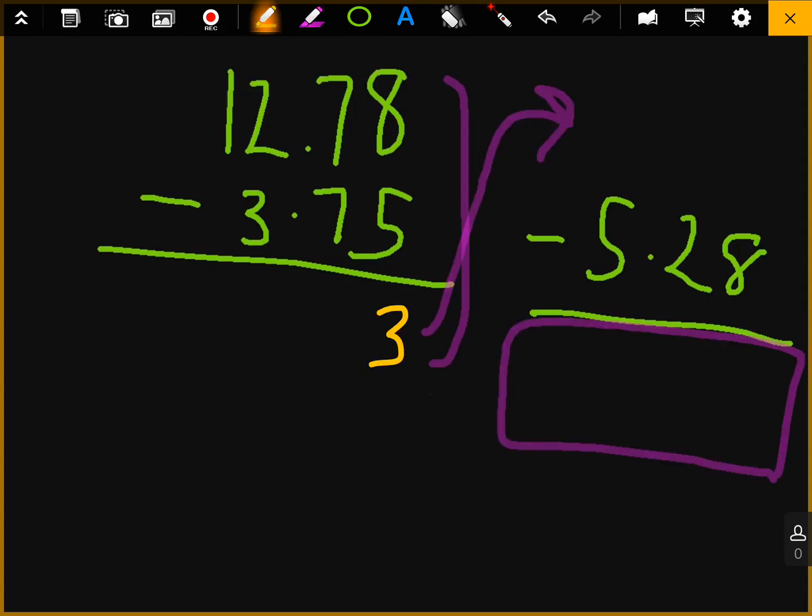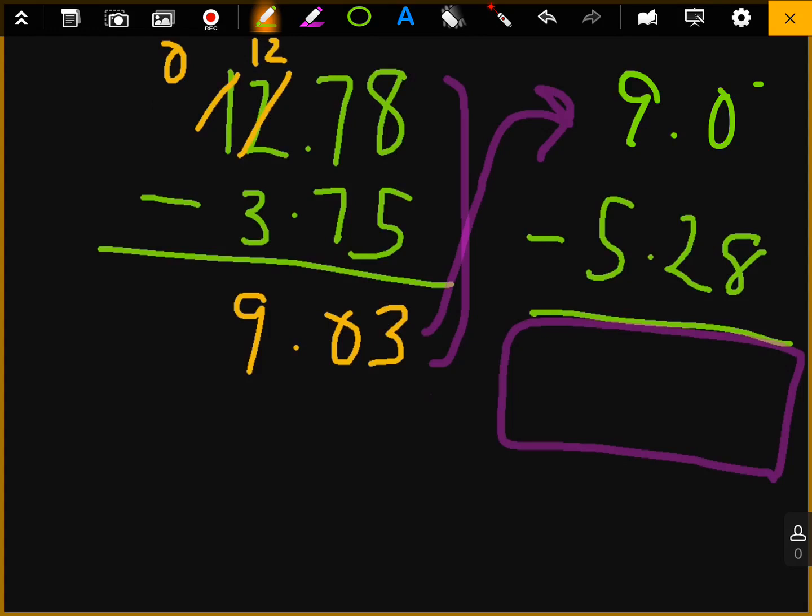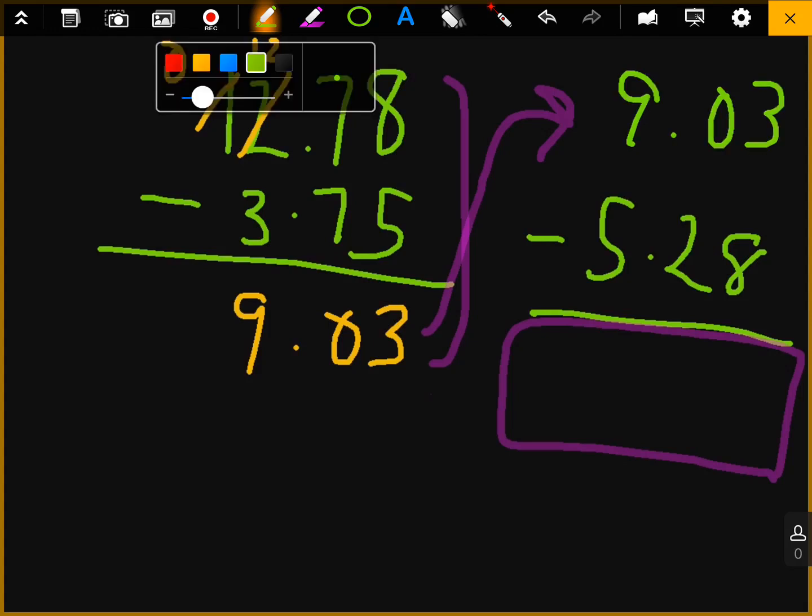8 minus 5 is 3. 7 minus 7 is 0. Bring down your decimal. Have to regroup here. That turns into a 0. That turns into a 12. 12 minus 3 is 9, and that's a 0. So you have 9.03, and you got to subtract here.